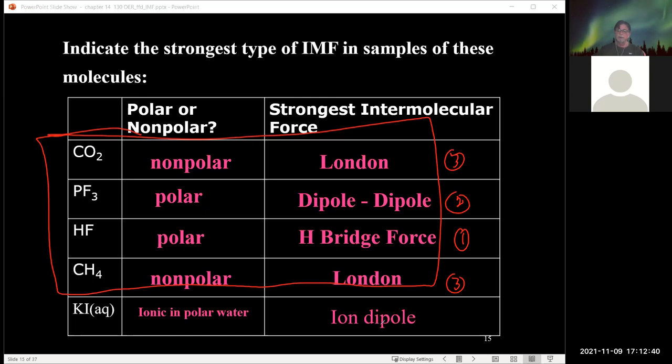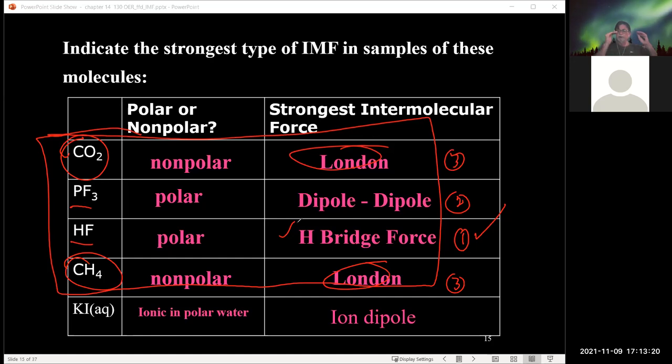So now we can make predictions, and we can say that methane and carbon dioxide, based on their London forces, would boil at a lower temperature than the others because the London forces are very weak. And we will say the molecule HF would have the highest boiling point because it has the strongest force, and therefore the molecules are held onto each other much more strongly. So it takes a lot of energy to break that force apart, which means the temperature would be much higher as far as its boiling point.